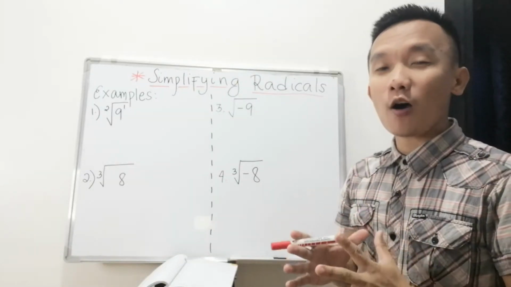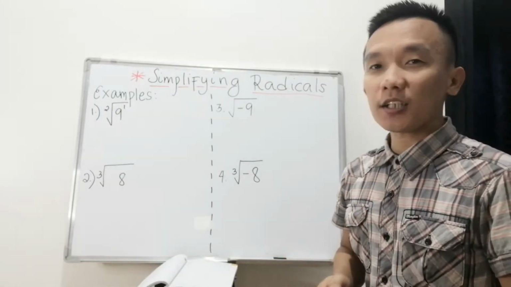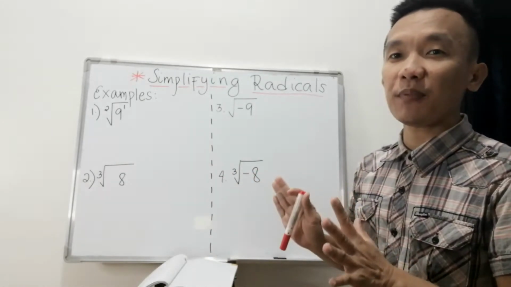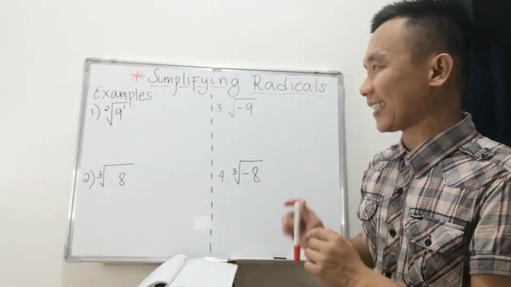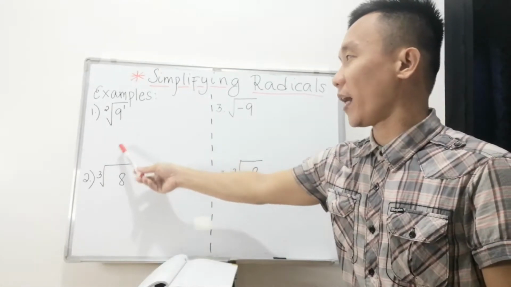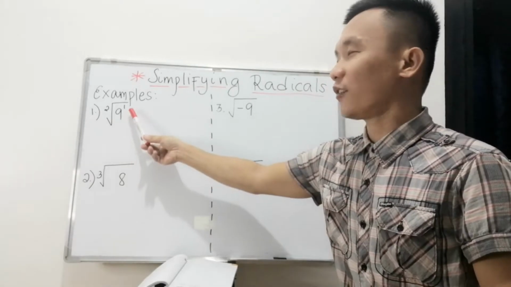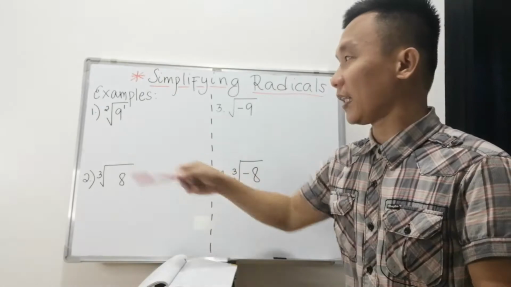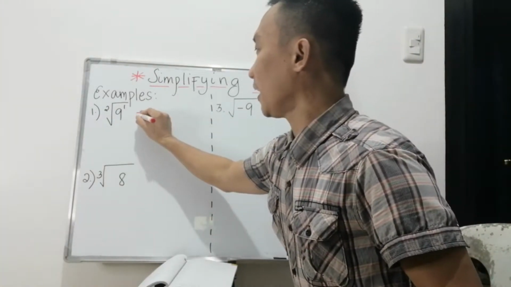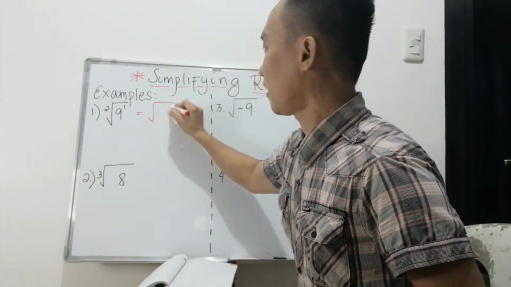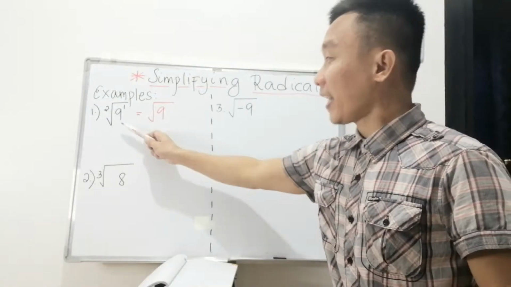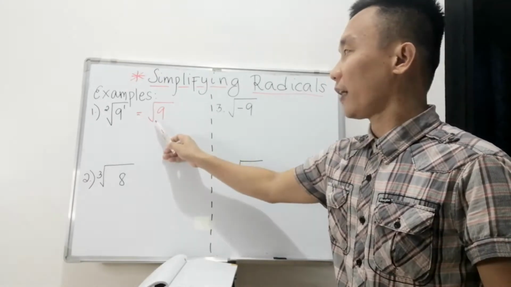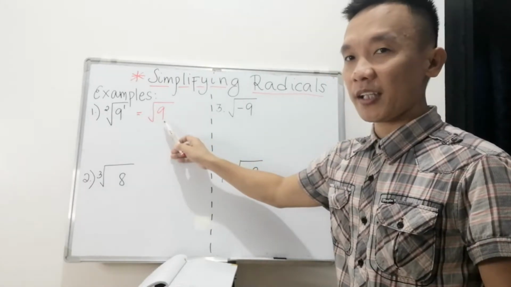So let's have now our examples. So here we have 4 examples and we are going to simplify these 4 examples. So we have number 1, the square root of 9 raised to the power of 1. If you have this as your radical, you can write it like this. Another way of writing this one is just simply writing it as your radical symbol, then the number 9.